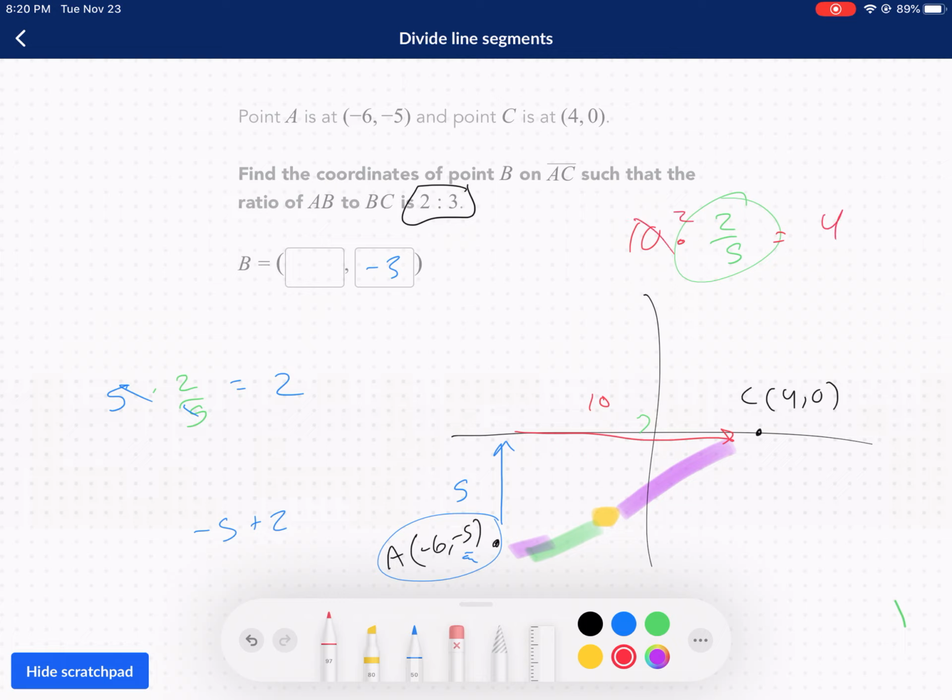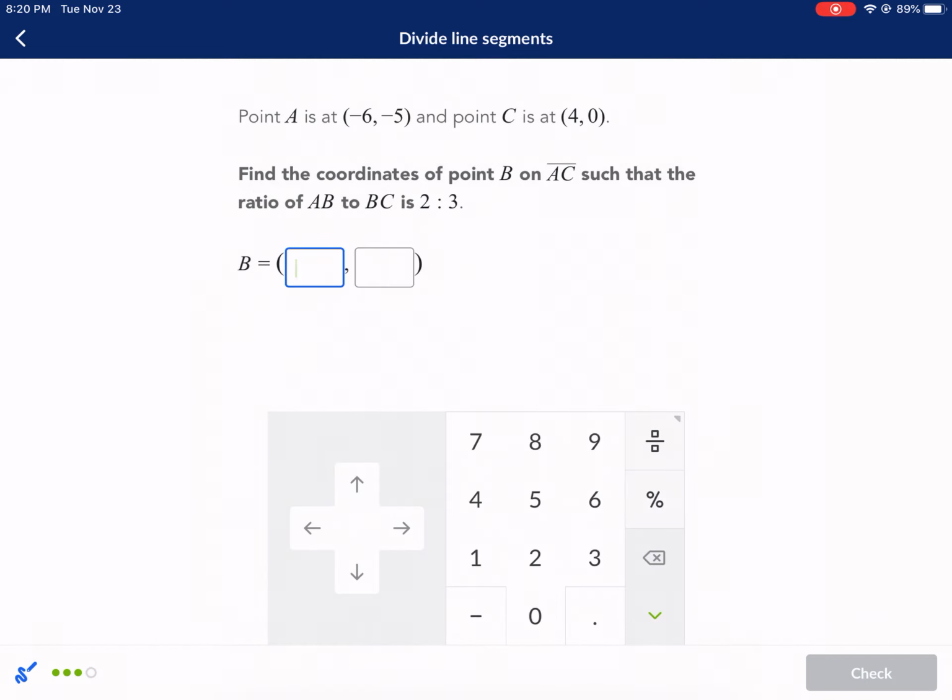So am I adding here? Yes, I'm going in the positive direction towards C over here. So I need to add that to my x coordinate, and that takes me to -2, right? -6 plus 4 equals -2. So I have -2, -3, and that's to round off our problems. I can't believe I salvaged that one.